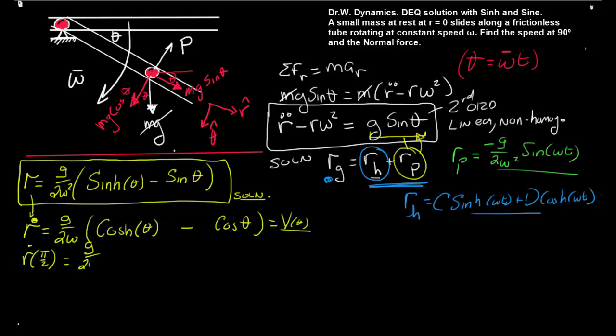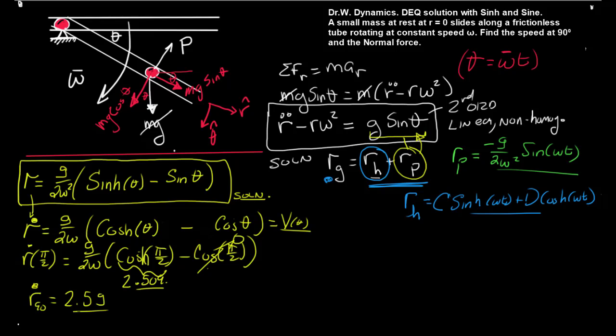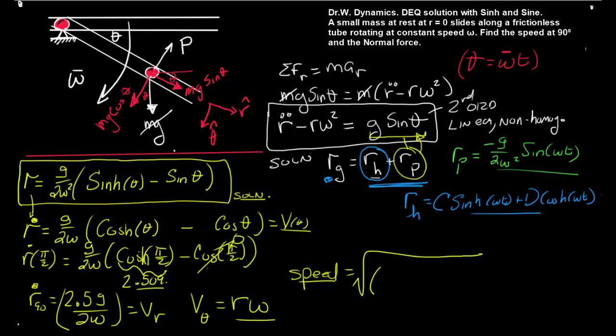will be g on 2 omega times cosh of pi on 2 minus cosine of pi on 2. Cosine of pi on 2 is 0. Cosh of pi on 2 is 2.509. So at 90 degrees, r dot at 90 will be 2.5 g on 2 omega, whatever those values happen to be, and that's v_r. And v theta will be r omega. So the speed will be the square root of these squared, 2.5 g on 2 omega plus r squared omega squared.